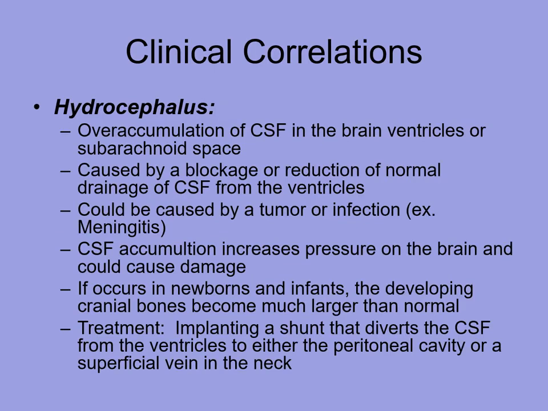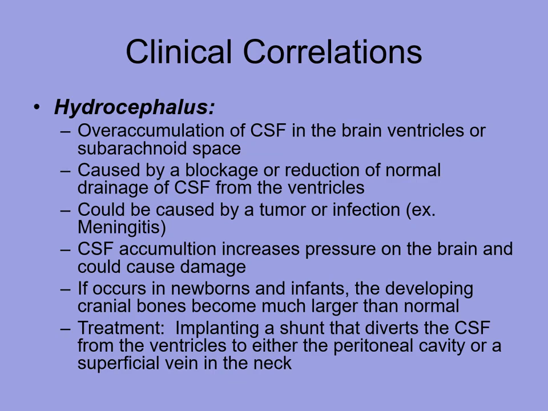Hydrocephalus is where you have an overaccumulation of your cerebrospinal fluid in the brain. There's been a blockage, somehow it's not draining properly from the ventricles. This could be due to a tumor, it could be due to an infection. Meningitis, which is an inflammation of the meninges, can often then interfere with the flow of the CSF. And so, number one, you have to figure out what is the cause of the lack of drainage. If it's an infection, start antibiotics. If it's a tumor, you're going to have to deal with that, see if you can remove the tumor.